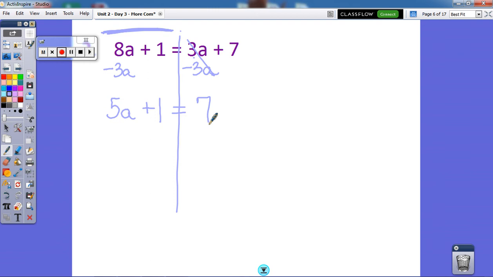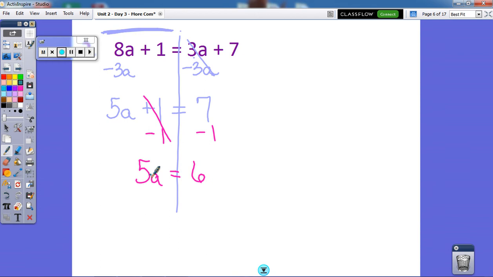So just take a second to look. Once you move the variables all to one side, I now have a question that should look like what we're used to seeing. Okay? If I look at this on the left-hand side, the 5a is my dating couple. I have to get rid of that plus 1. So I'm going to minus 1. That gives me 5a is equal to 6. Well, now I've got to get the a by itself.